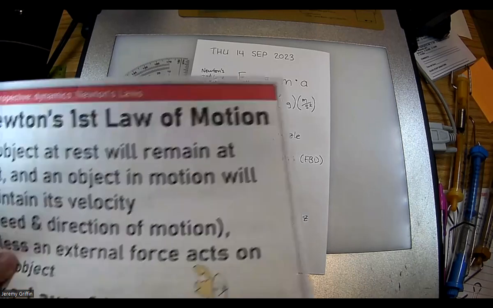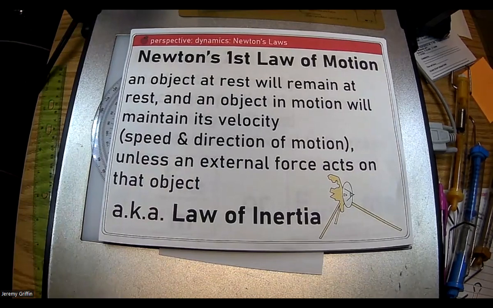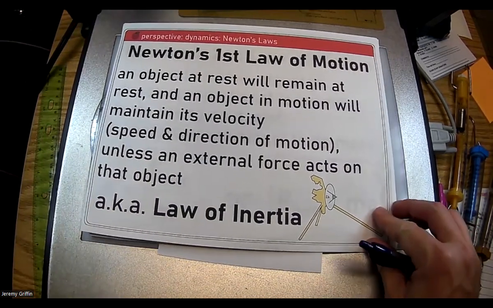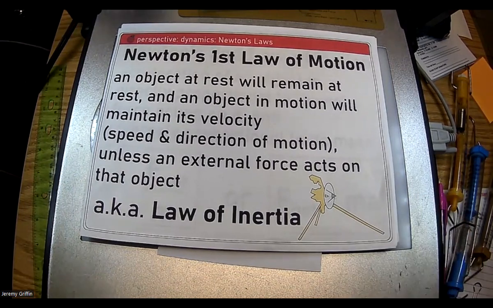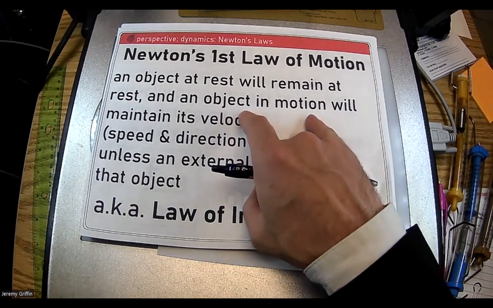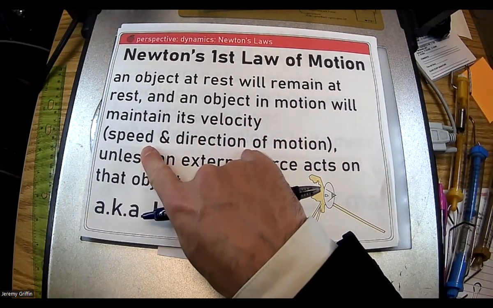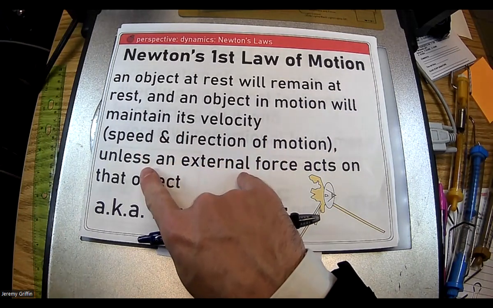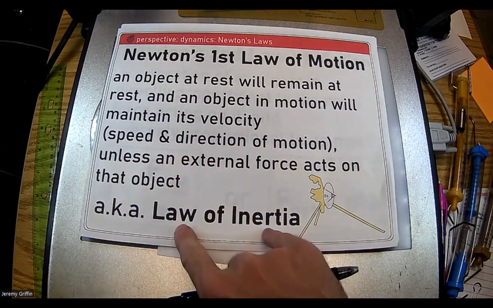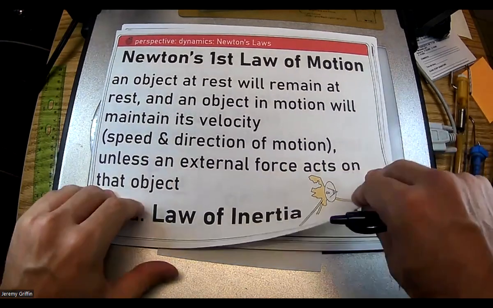You guys saw the tail end of yesterday. Hopefully, you know these by heart, or if not, then you will pretty soon. Make an effort to know these. Newton's first law of motion: an object at rest will remain at rest. An object in motion will keep on doing what it's doing. Nothing's ever going to speed up, slow down, or change direction unless there's an external force acting on it. That's also called the law of inertia. It's synonymous with the first law of motion.